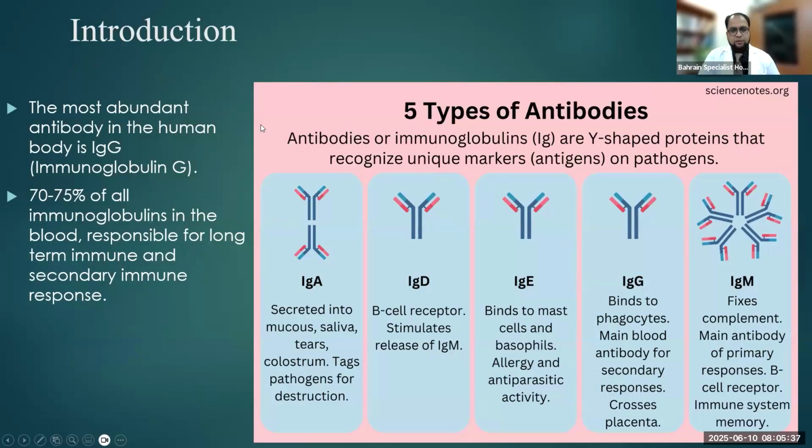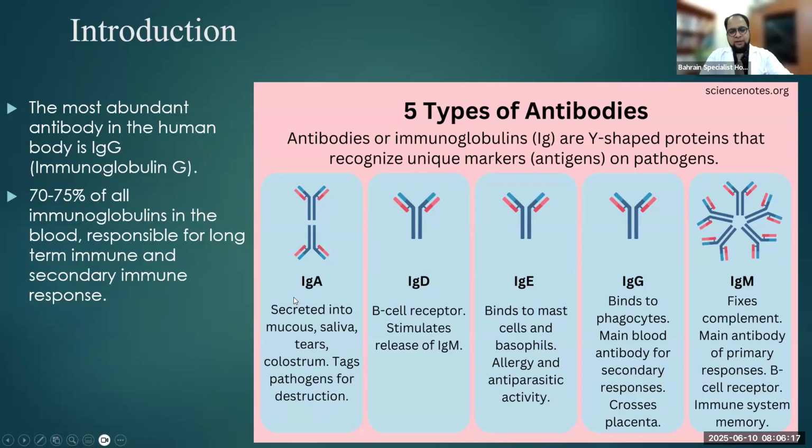So to begin with, a brief introduction about the 5 types of antibodies which we have. IgG constitutes the most common and the most abundant antibody in the body, and it accounts for 70 to 75% of all immunoglobulins in the blood and is responsible for long-term immune memory and the secondary immune response. The primary immune response is basically by the IgM, which is the initial antibody that is released after the antigen-presenting cells sensitize the lymphocytes. So the long-term memory cells, the long-term antibodies produced, are the IgG.